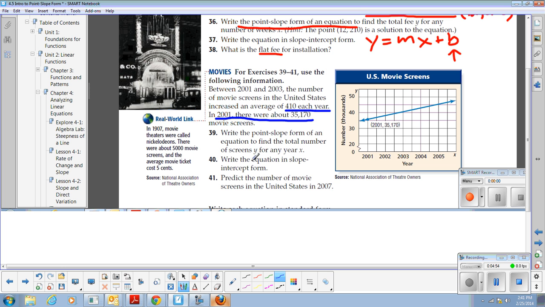Notice in 40, you're asked to put it into slope intercept form. Then 41, predict the number of movie screens in the United States in 2007. All right, what is on the x-axis? 2001, 2002, 2003. What do you think you will do with that 2007? There's something you need to do with that number and your answer from problem 40. You need this number and then your answer from problem 40 to do problem 41.